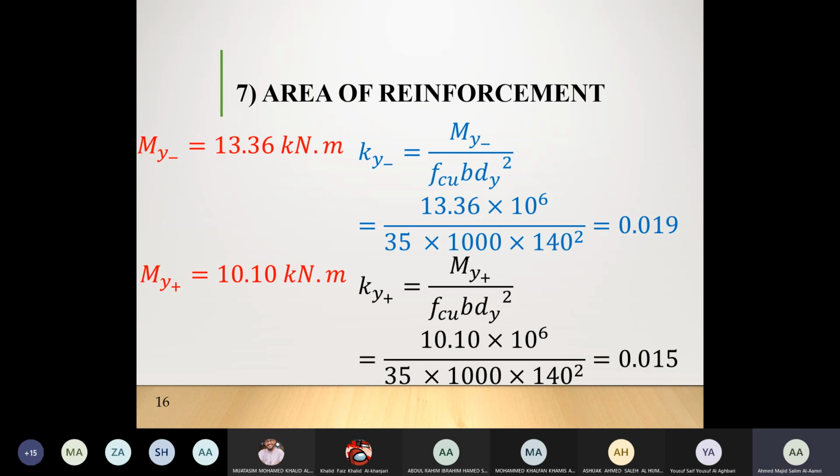Any question regarding the calculation? Here it's a direct substitution. Any question about this?